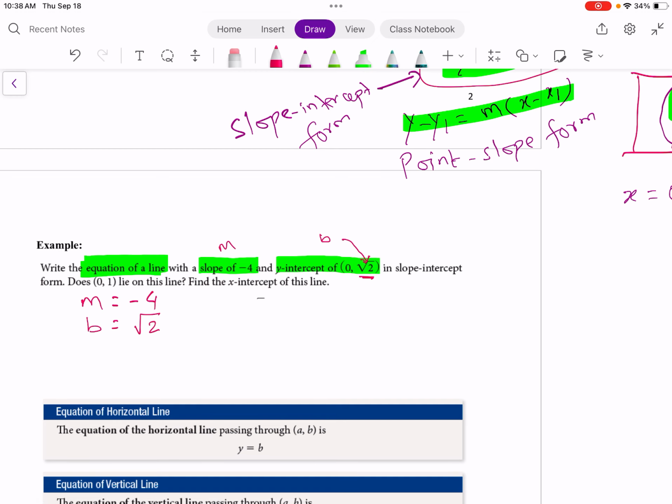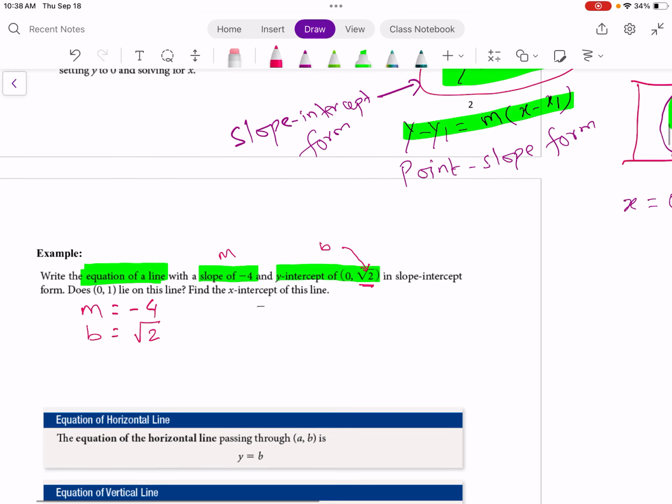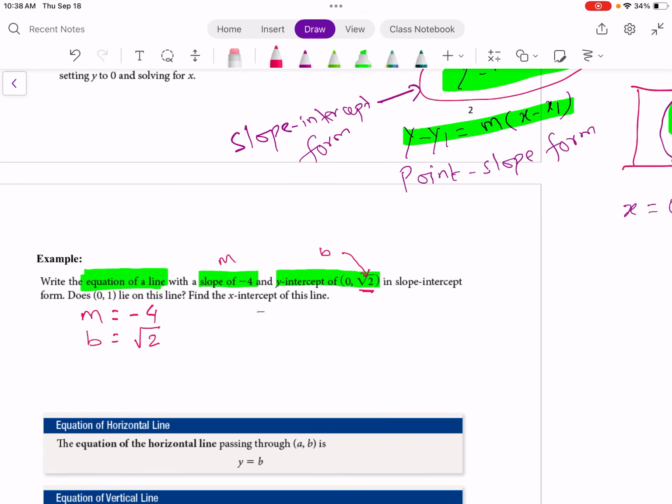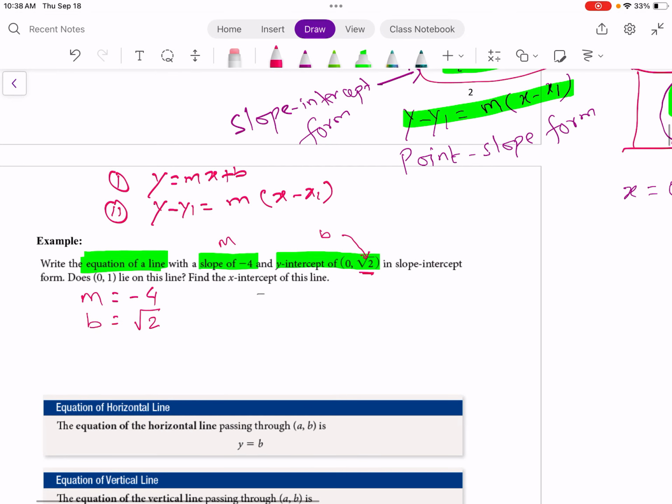As I said earlier, every time you are asked to find the equation of a line, you have two options. Your first option is using y equals mx plus b. Your second option is using point slope form, y minus y1 equals m times x minus x1. Now which option will we use here? Which one is the best for us? We have y equals mx plus b, and we have y minus y1 equals m times x minus x1.